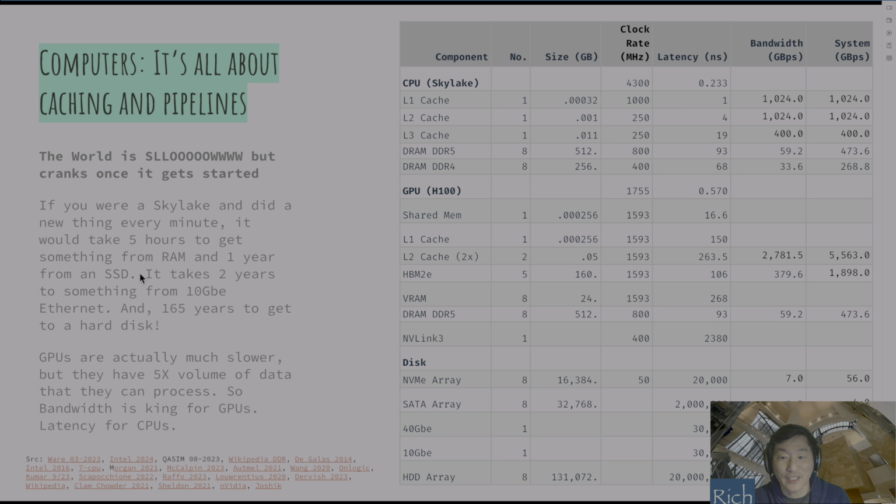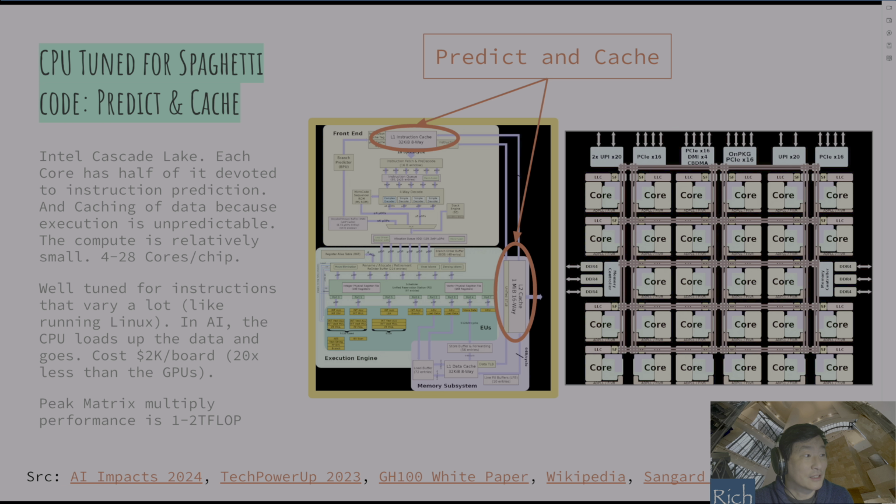Well, computer engineering in 2 slides. What do you think? All right, let's go on to how these things actually work in practice.